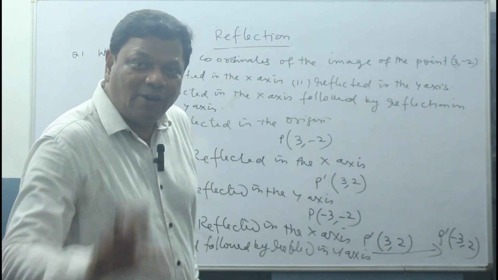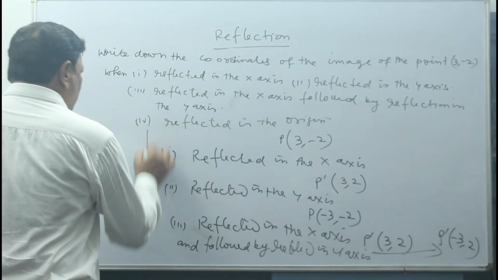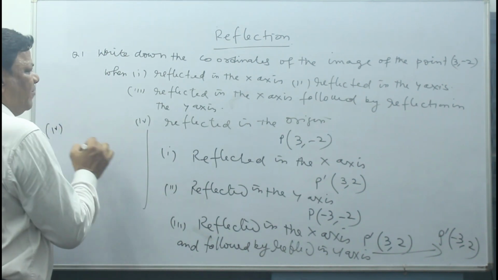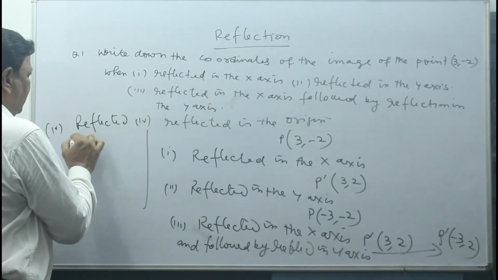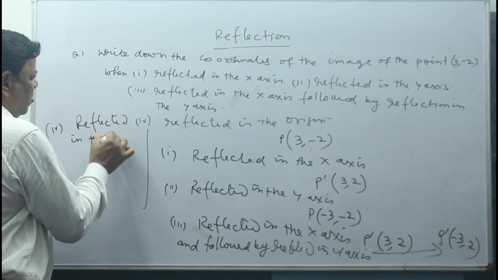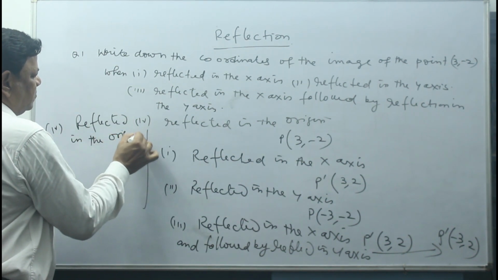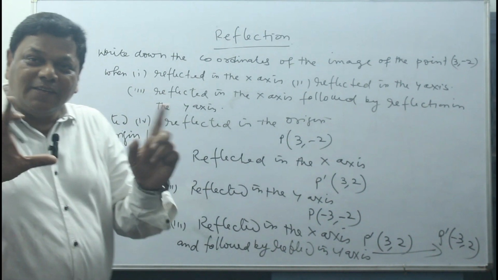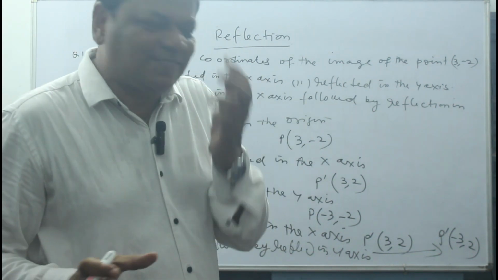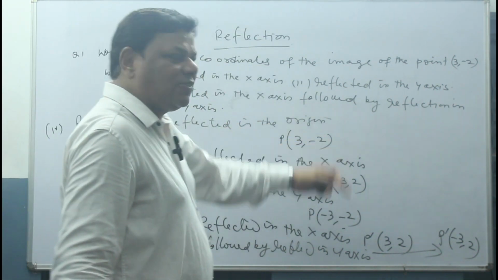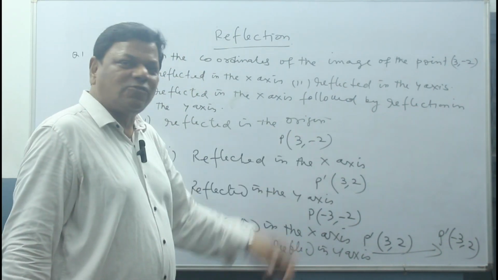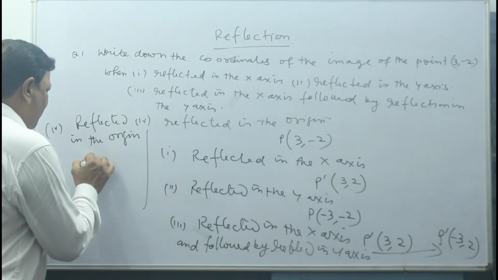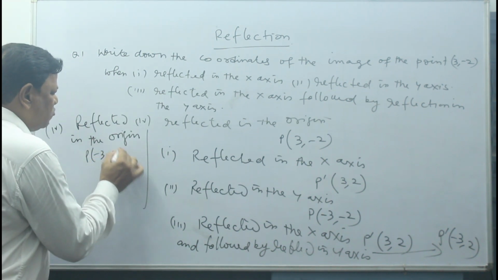Understood I think? Now last question is number 4. So 4 I am doing here. What is given? Reflected in origin. What I taught you? In origin means both sign will change. So it is given 3 and minus 2. Both sign will change. 3 becomes minus 3 and minus 2 becomes plus 2. So it becomes minus 3 and 2 will come.